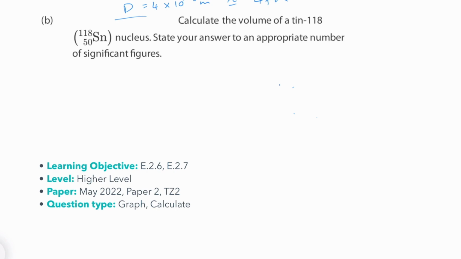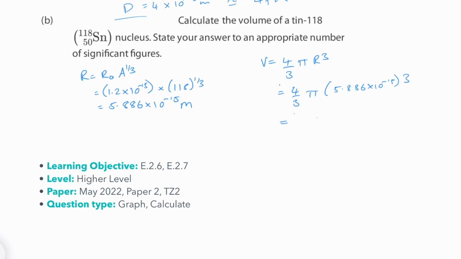B. Calculate the volume of a tin-118 nucleus. State your answer to an appropriate number of significant figures. The radius of a tin-118 nucleus is r0 times A to the power of a third. That's the Fermi constant, which is in your data booklet, times 118 to the power of a third. So the radius of that nucleus is 5.886 times 10 to the minus 15 meters. We then know that the volume is spherical, so we pop it into this, get all those details together, and that volume gives us an answer of 8.54 times 10 to the minus 43 meters cubed.